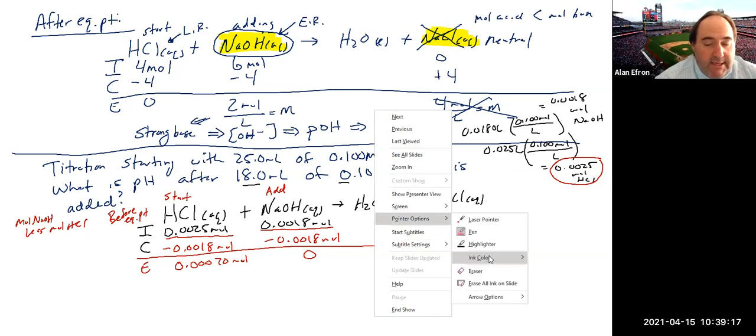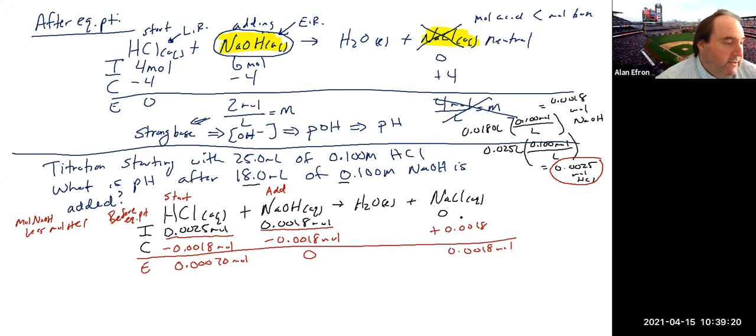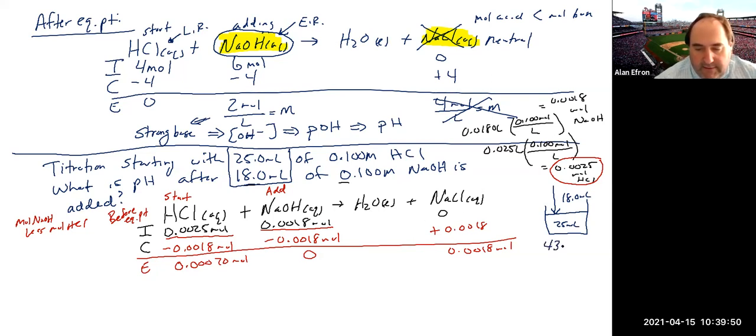Now, as I mentioned a number of times at this point, once you do this initial ice table in moles, you should convert back to molarity. How do we convert back to molarity? Well, we want the total volume, and that would be these two guys. Remember that we started with 25 milliliters in the beaker. We added to it another 18 milliliters of sodium hydroxide. That's going to get us 25 plus 18, a grand total of 43 milliliters at this point of total volume.